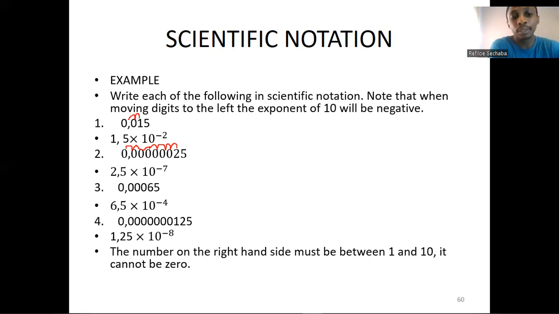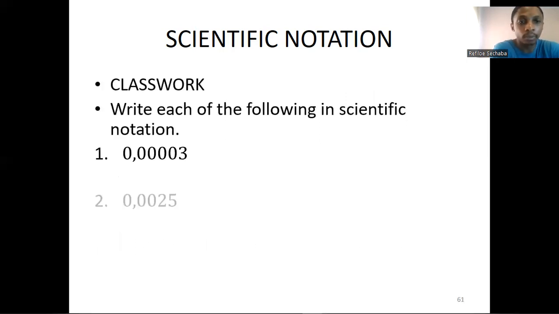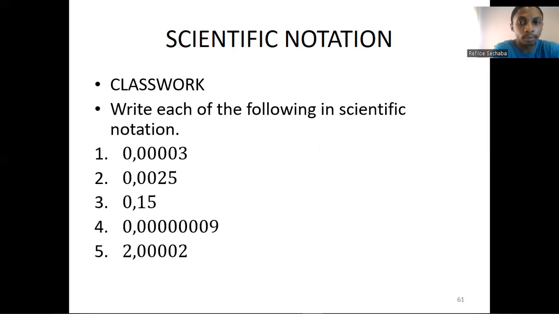The number on the right hand must be between 1 and 10, and it cannot be equal to 0. And the number of times that you move the digit to the left will be the exponent of 10. And in this case, whenever you move the digit to the left, the exponent of 10 will be negative. Okay. Classwork. Press pause, do it and then come back after 10 minutes.